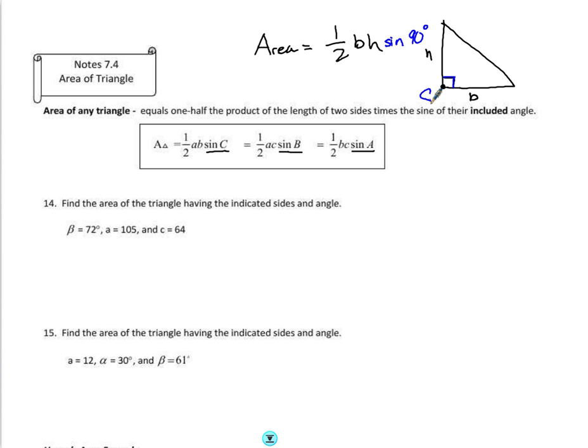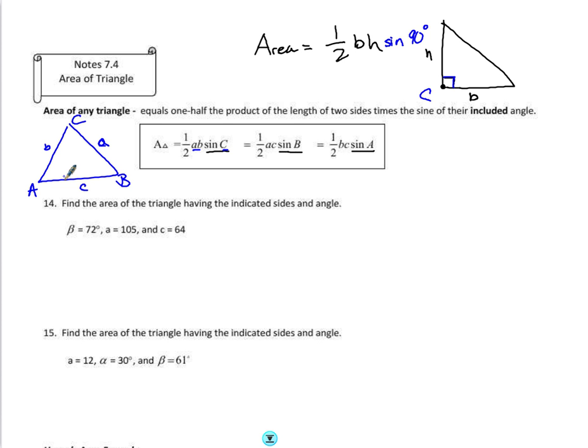So when I use these three formulas, I'm picking the sides adjacent to the given angle. If I have an oblique triangle, A and B are adjacent to C. Next to angle B are sides A and C, and next to angle A are sides B and C. So if I pick the adjacent sides to any given angle that I know, and I plug into this formula, I can find the area of the triangle overall.